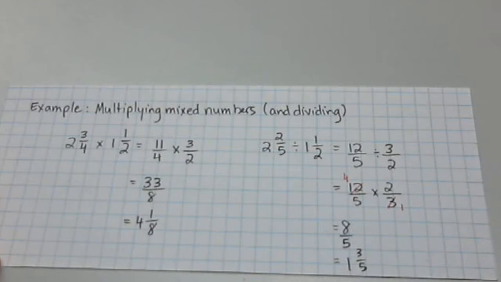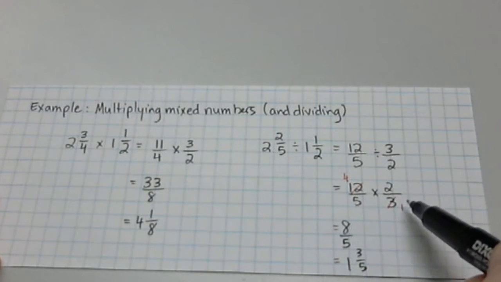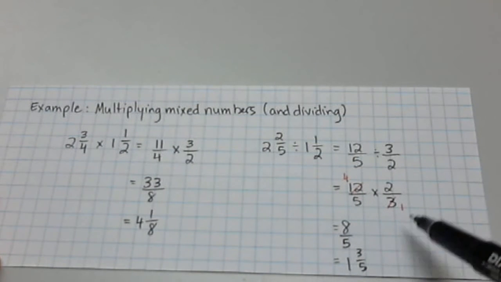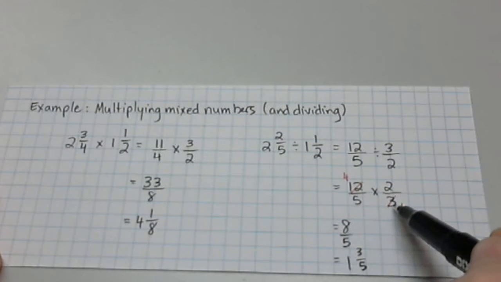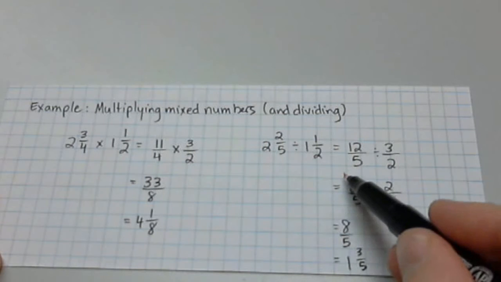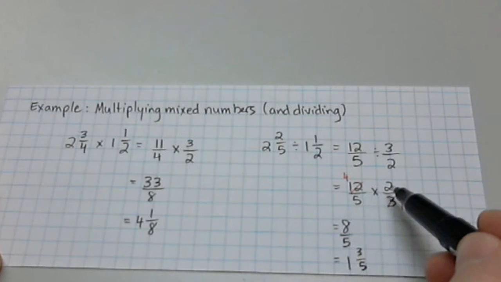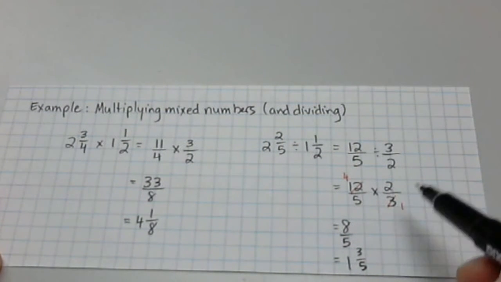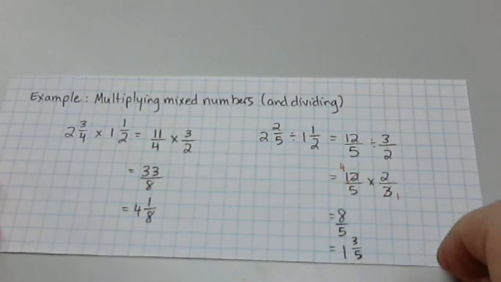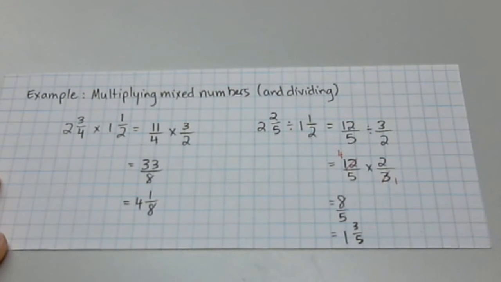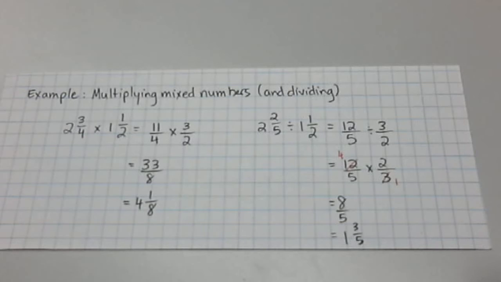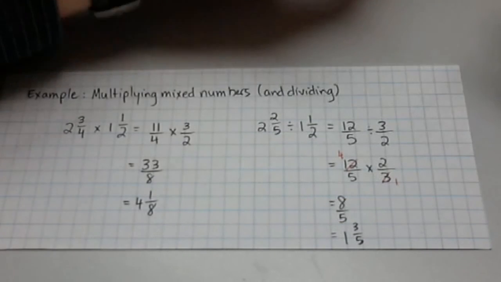Now there ends up being a chance to cross cancel. 12 and 3 have common factors of 3, and so 3 divided by 3 is 1. 12 divided by 3 is 4. So it's 4 over 5 times 2 over 1 rather, which gives us 8 over 5. And then 5 goes into 8 once with 3 left over, 3/5 left over. Okay, and those are some strategies for multiplying and dividing fractions.